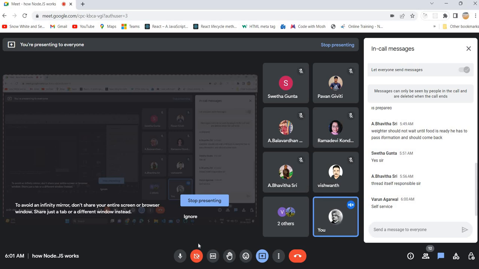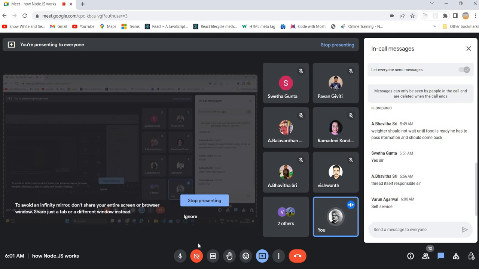Self-service, okay, in a hotel we can say self-service, so that they can collect the food from the kitchen directly. But in real time, in a web application, it's not possible to do self-service, because if you are using Amazon, you can't. Practically it's not possible in a web application, but that's a good idea in a regular kitchen. Very good, very good.